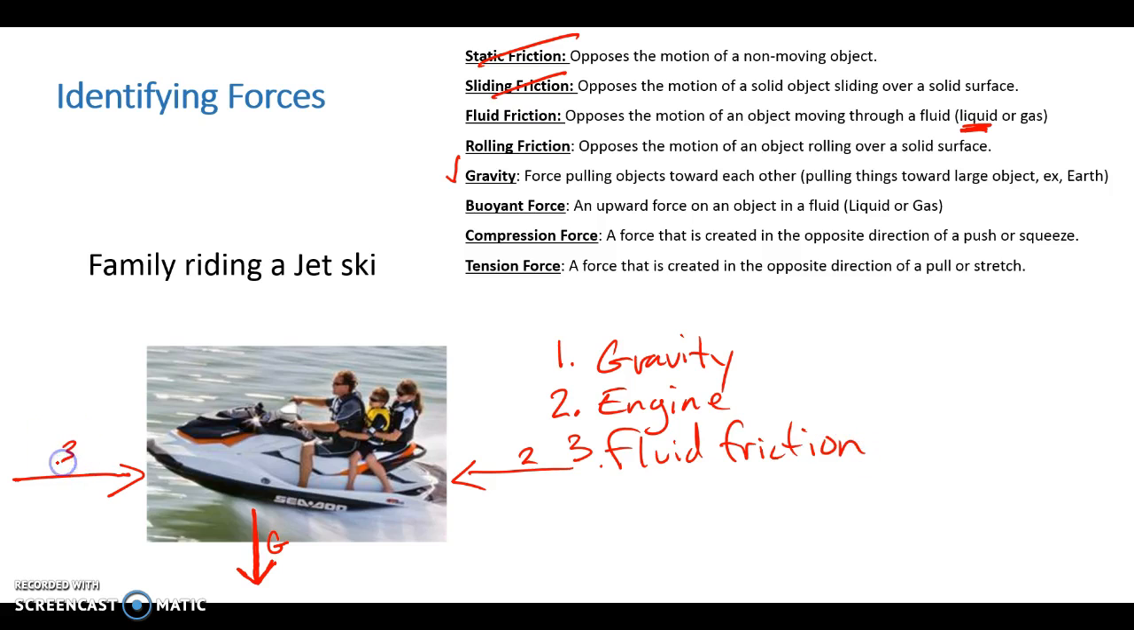And that's number 3. And then I have to ask myself, is there any others? So I'm going to run through them really quick. I don't see any rolling friction. I already did gravity. Buoyant force is an upward force on an object in a fluid, a liquid or gas. So this object is in a liquid, so there's an upward force on an object in a fluid. We're going to call that number 4, and that's the buoyant force.